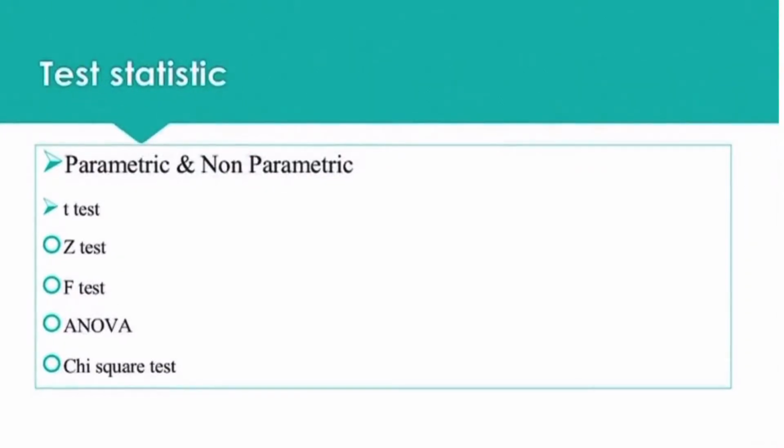ANOVA, analysis of variance. This is used to test if there is a significant difference between means of three or more independent groups.